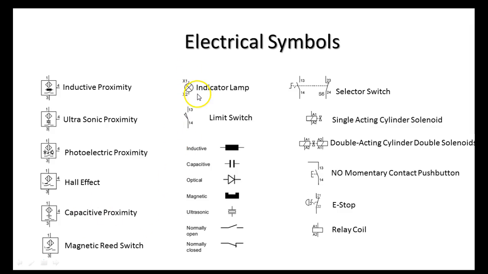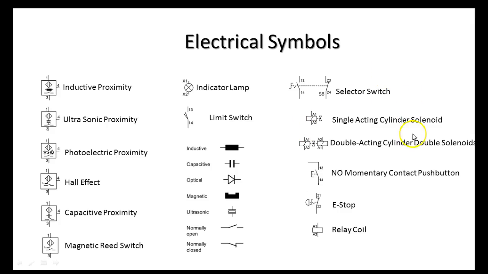Then this right here is a symbol of a what? It's a symbol of an indicator lamp. Light, everybody okay? This is a symbol for a what? Limit switch. This is the symbol up here on the right. This is for a selector switch. Y'all understand what a selector switch is, yes or no? In motor controls, we went over that. Next is the symbol for a what? Single acting solenoid.